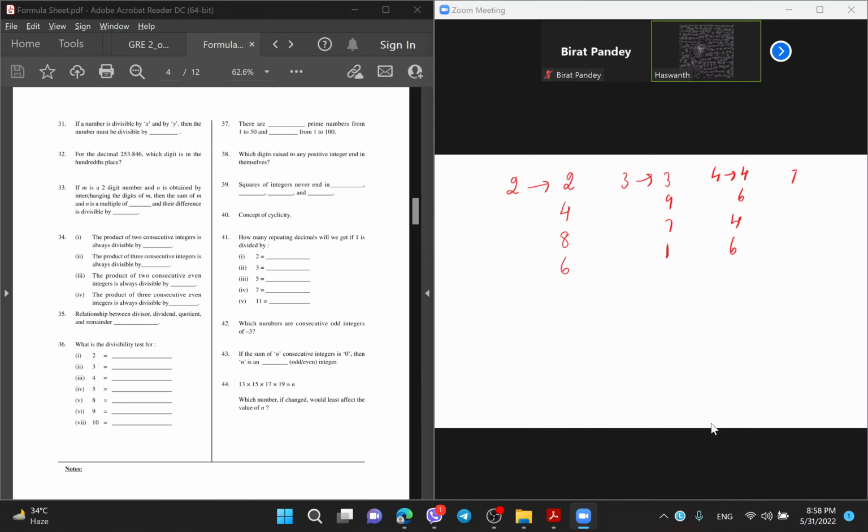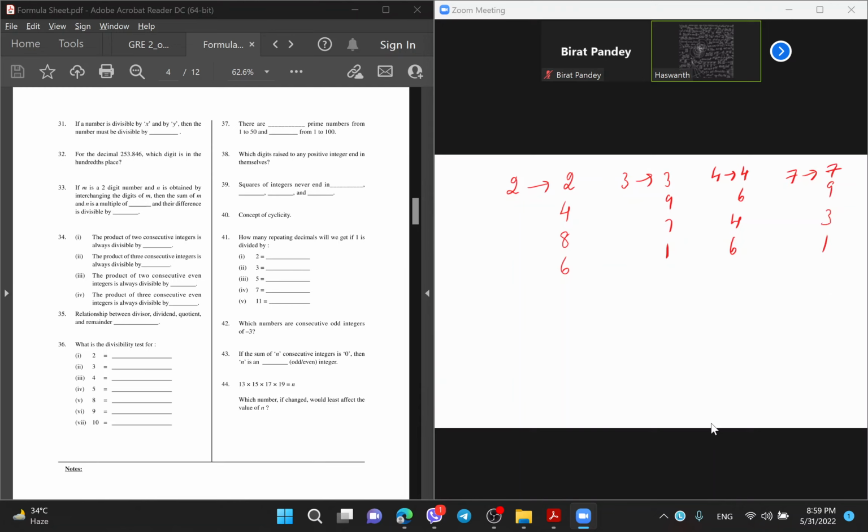For 7, it is 7, 9, 3, 1. 7 when raised to any positive integer will end in either 7 or 9 or 3 or 1. These are the possibilities: 7, 9, 3, 1. And what I would suggest is remember this power cycle, because if you remember it, you can write it down directly. But even if you forget, for example, let's say you need the power cycle of 7.